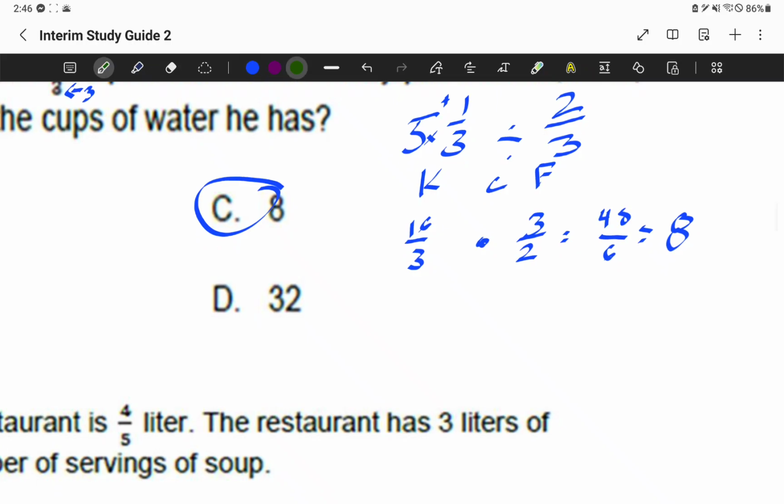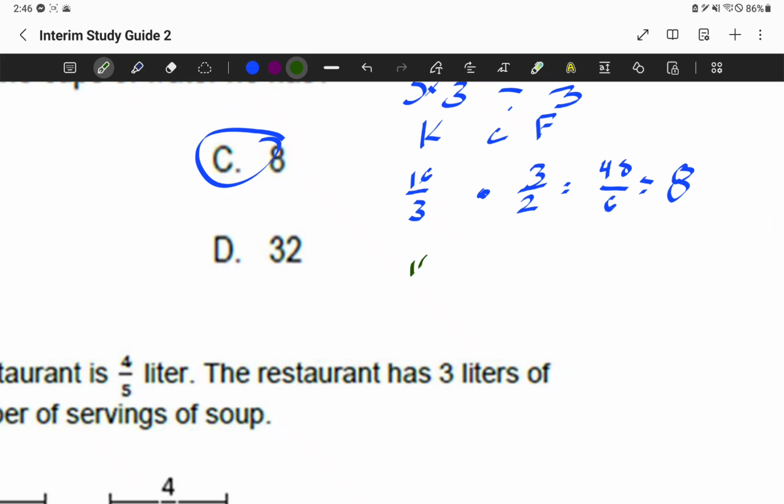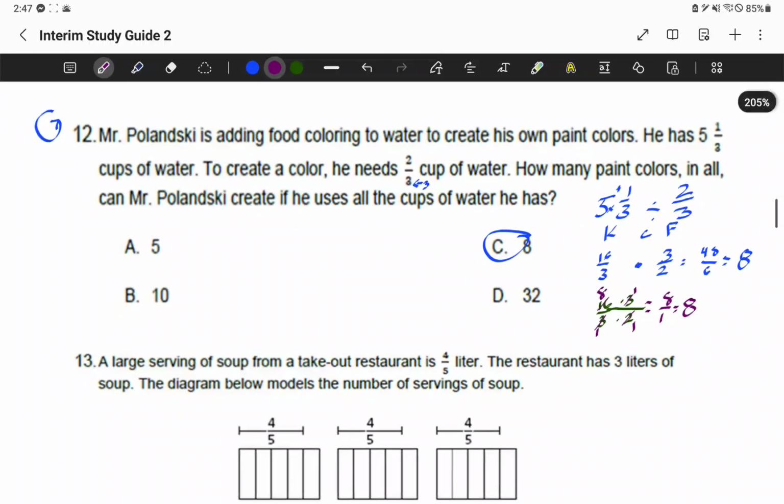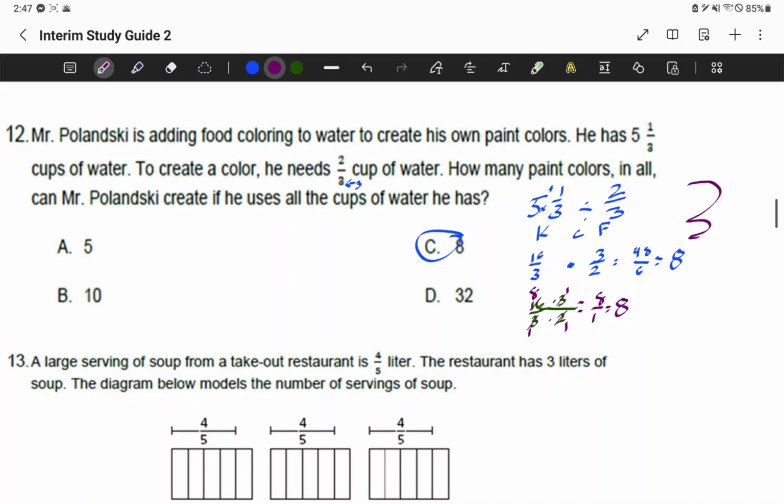Now, if you prefer the shortcut, it's essentially this. 3 divided by 3 is 1. 2 divided by 2 is 1. 16 divided by 2 is 8. And so we've got 8 times 1 is 8. 1 times 1 is 1, which is 8. And so he can make 8 colors. So this is probably what you'll use. If you want to take the little shortcut, you are welcome to.